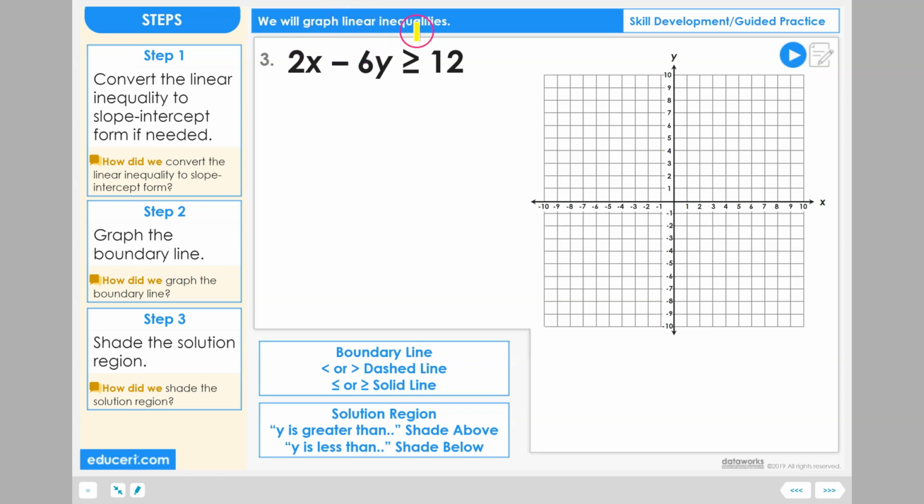Let's graph the linear inequality in problem number 3. 2x minus 6y is greater than or equal to 12. Step 1. Convert the linear inequality to slope-intercept form if needed.